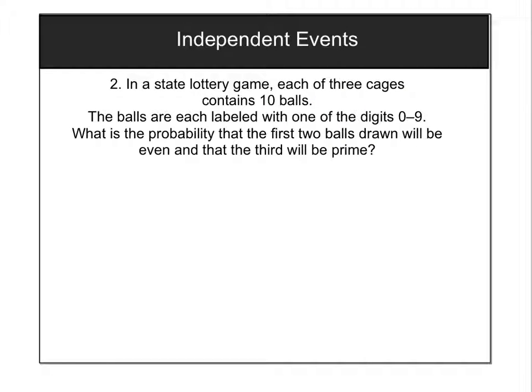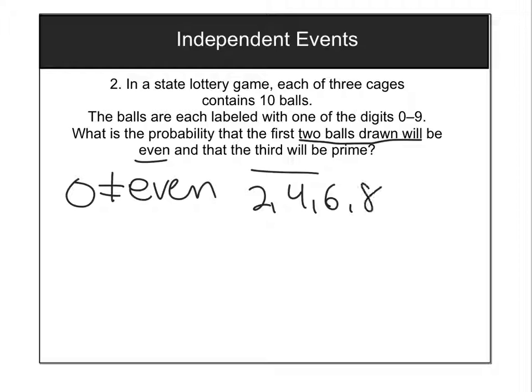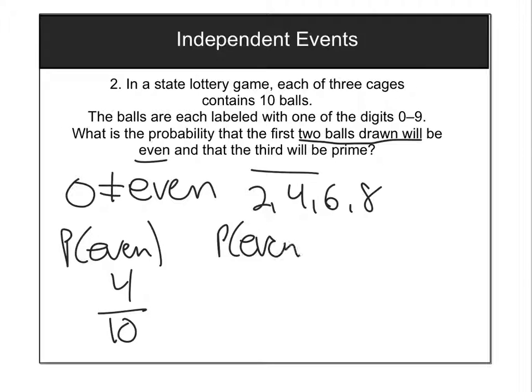A state lottery game: each of the 3 cages contains 10 balls. The balls are labeled 0 through 9. What's the probability that the first 2 will be even and the third will be prime? So I don't include 0. 0 is not even. Even is going to be 2, 4, 6, and 8. So for the first one to be even, that's 4 out of 10. The second one being even also has 0 through 9, and it doesn't matter what the first one got. What's the probability of just the second one being even?